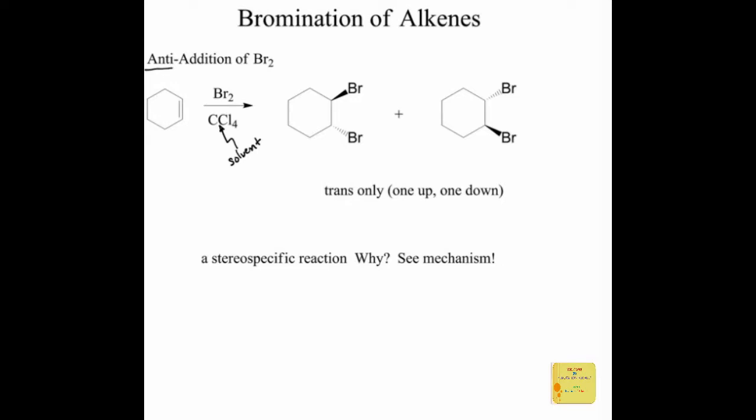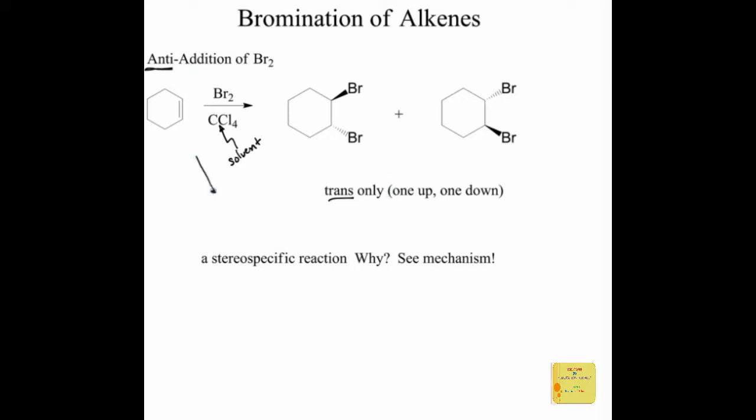And what happens, as you might expect, is you break the pi bond. You add a group to each carbon, and for Br2, the two groups you're going to be adding are a bromine and a bromine. And what happens is the bromines end up adding to give the trans product only. So we get one up and one down. In the case of a cyclic compound, you can see that very nicely. Trans product. So we call the mechanism anti-addition, and we call the product trans.